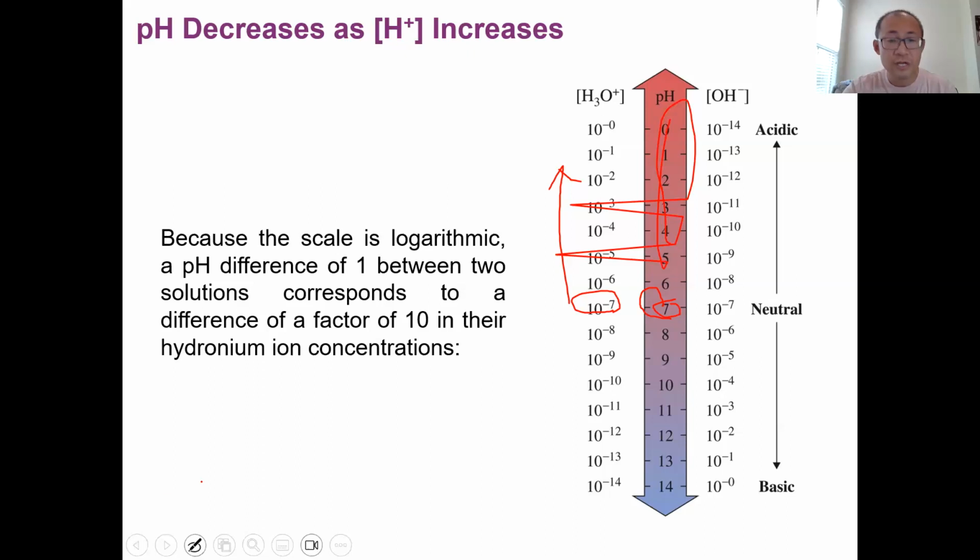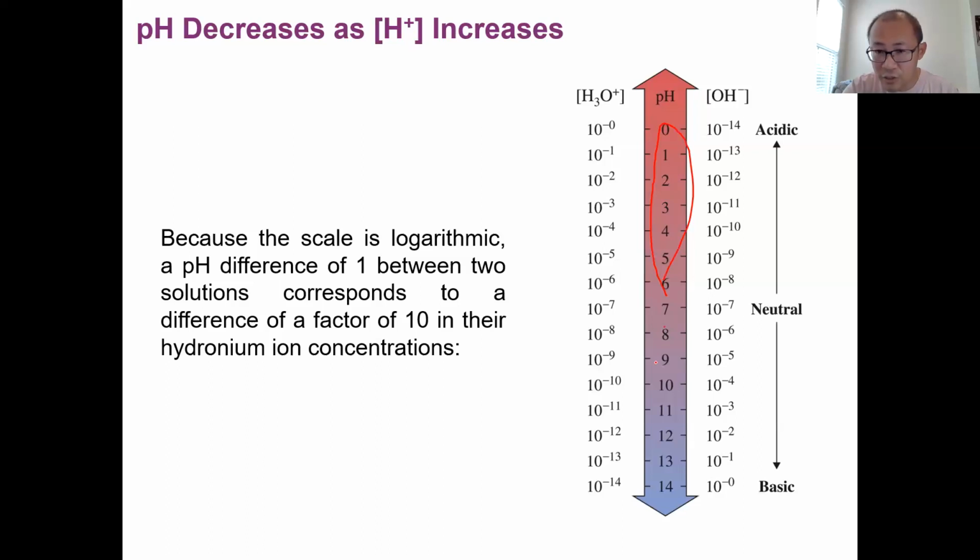So in other words, an acidic solution will have a pH lower than 7. A basic solution will have a pH higher than 7. Of course, a neutral solution has a pH right at 7. Okay, this is the scale comparison showing you that.